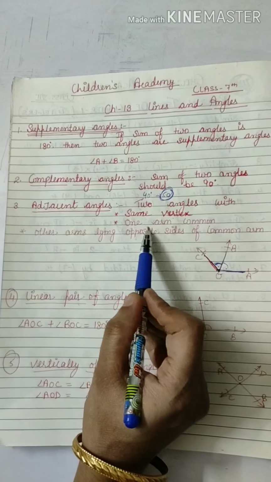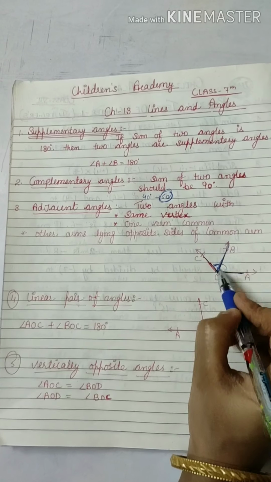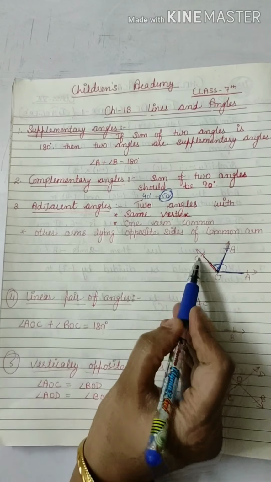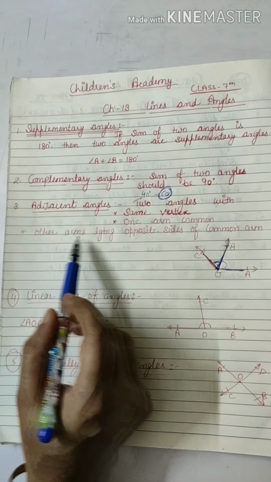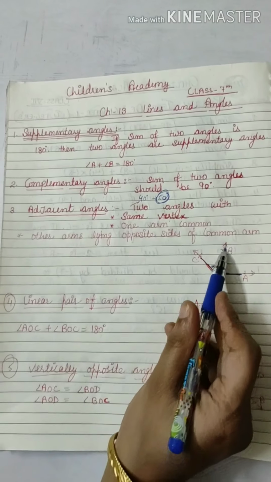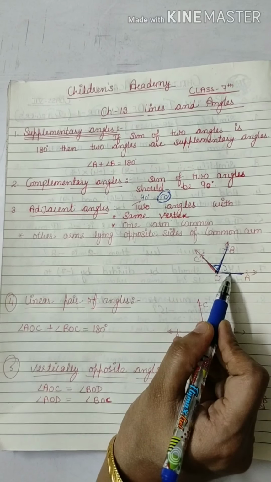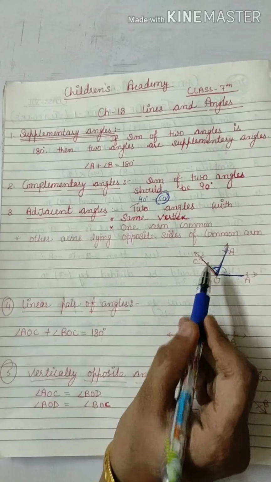Now second one is one arm common. OB is the arm which is common to both sides OC and OA. And third one is other arms lying on opposite sides of the common arm. The two arms should be on opposite sides of the common arm, not on the same side.